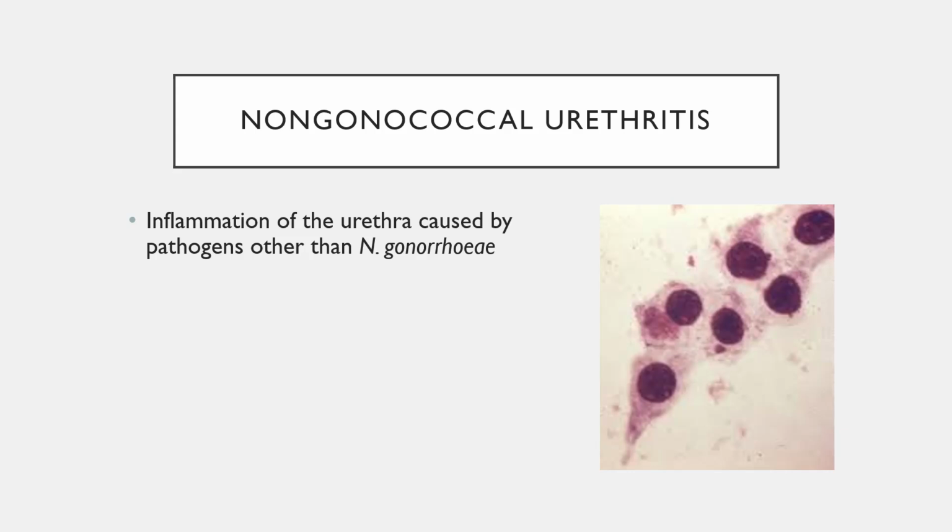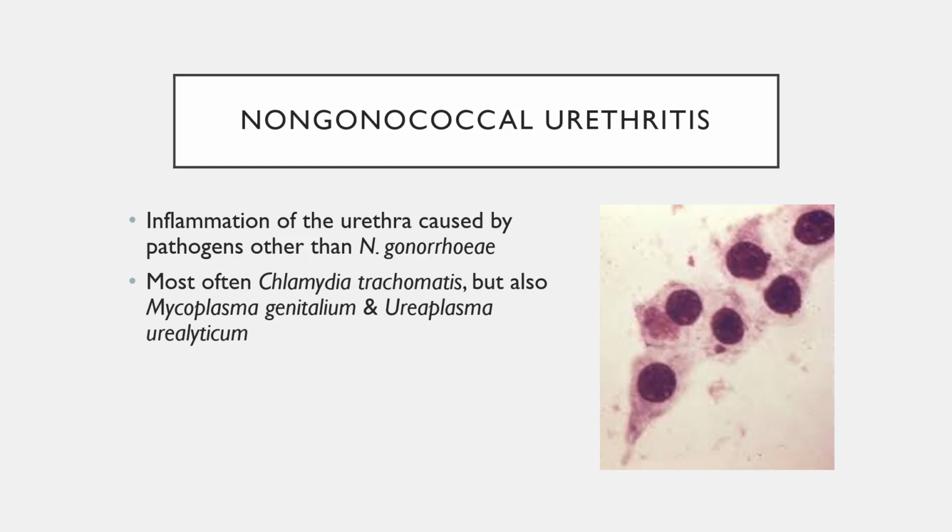So the most common causes of this infection include Chlamydia trachomatis, which we've seen before, but also less commonly Mycoplasma genitalium and Ureaplasma urealyticum. And just another note on that, the most common pathogen, chlamydia, is not only the most common cause of non-gonococcal urethritis, but it's the most common sexually transmitted infection in the United States, period. And one reason why is because it is often unrecognized.